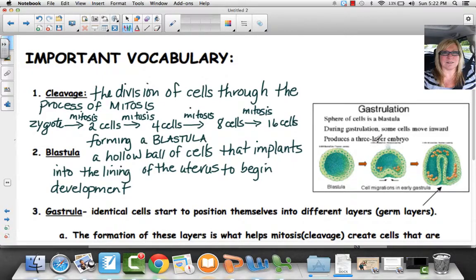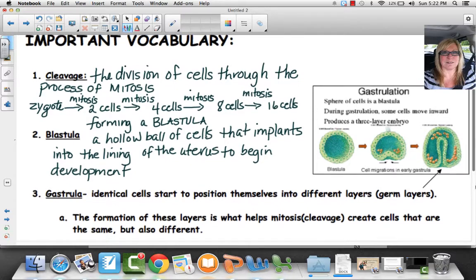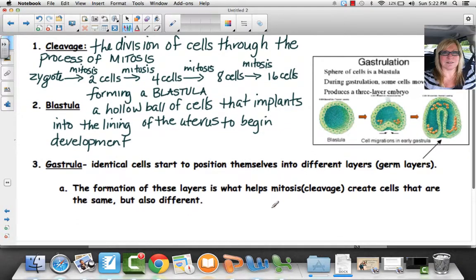So here you see some cells move inward, producing a 3-layer embryo. So you have 1, 2, 3 layers, and then they migrate and they move around as they begin to differentiate. The formation of these layers is what helps mitosis or cleavage create cells that are the same but also different.